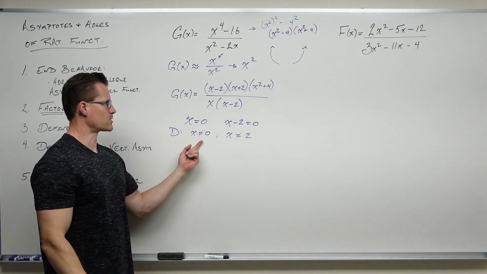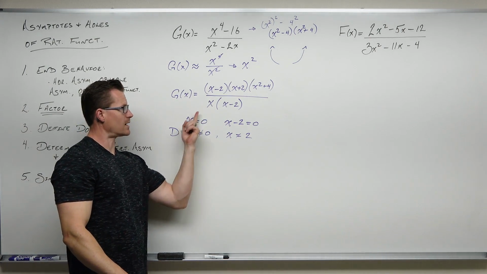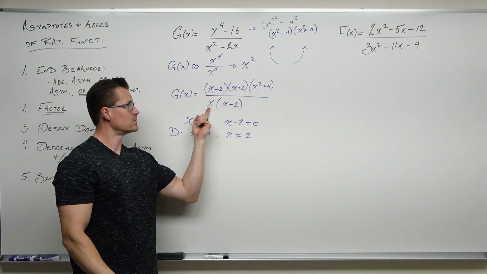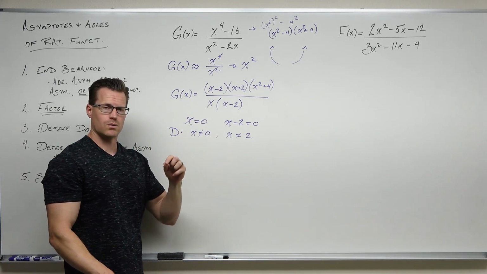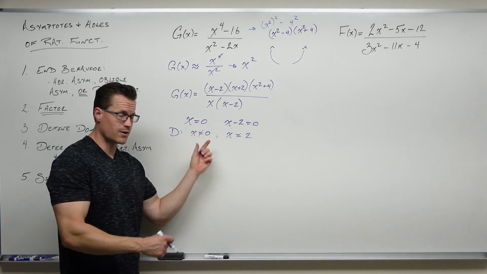Well, let's look back at the factor. So x equals 0 came from the factor x. Can you cancel out the x? No, you can't. All right, well, if you can't, then that defines a vertical asymptote at that value of x.